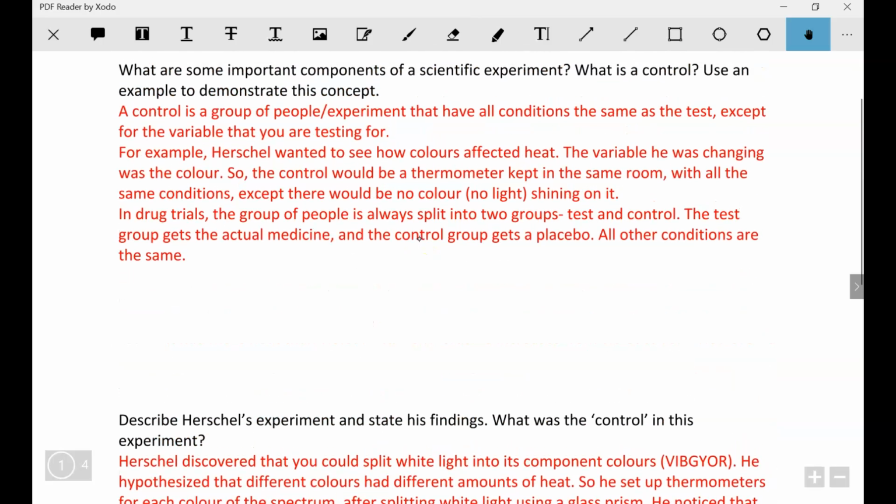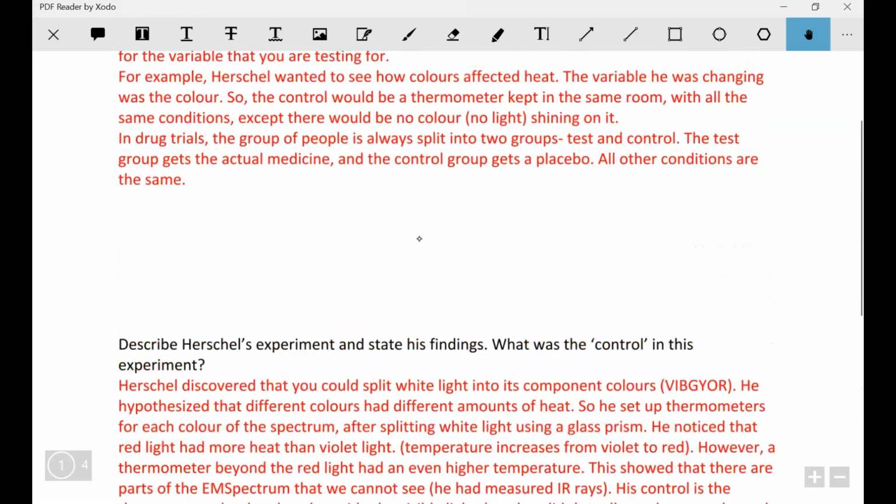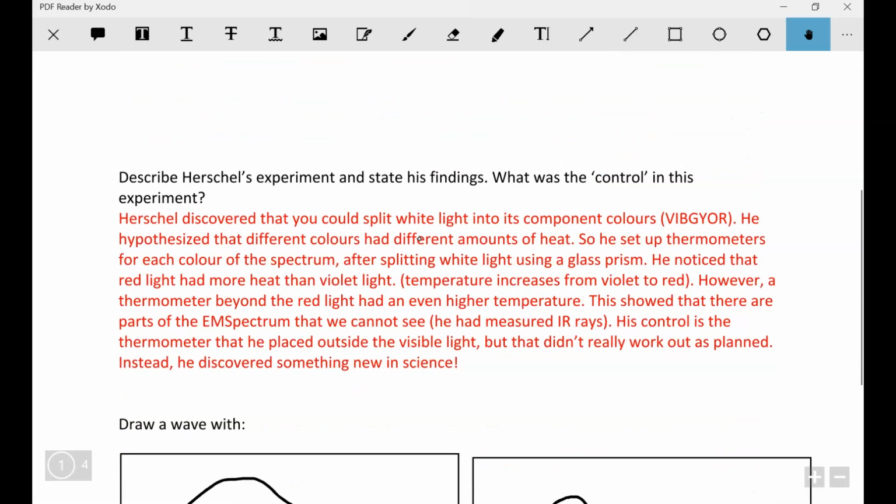As long as you understand what a control is and can explain it using a good example, that's all you need to know for a test. Herschel's experiment is probably not going to be on a test, so don't worry. This Herschel's experiment is kind of important, though.